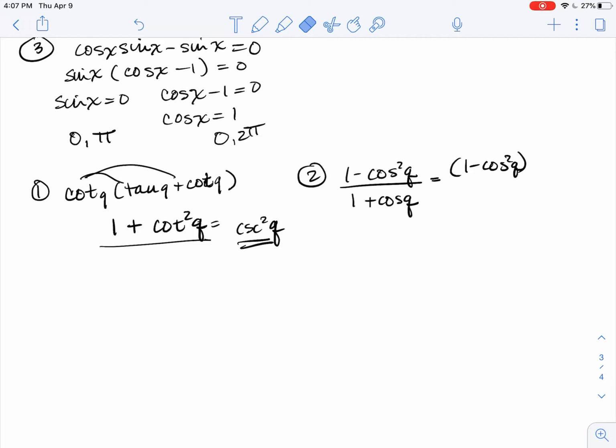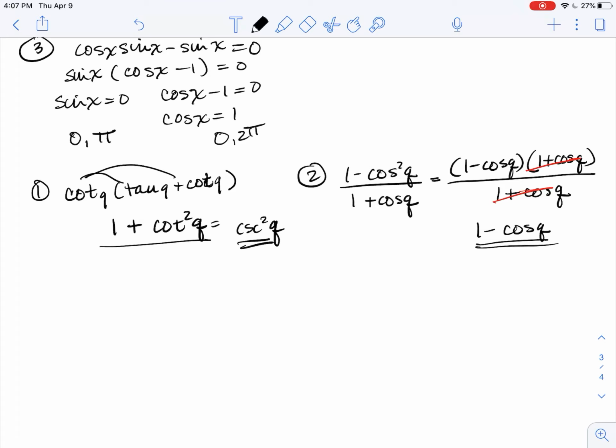I think I want to use difference of squares in my numerator because this will factor to 1 minus cosine q times 1 plus cosine q, and that's all divided by 1 plus cosine q. And yeah, I can cancel that common factor. Y'all see that? There you go. That's as far as you can simplify this one. You can't really do anything else because it is not a squared, so that one's done.